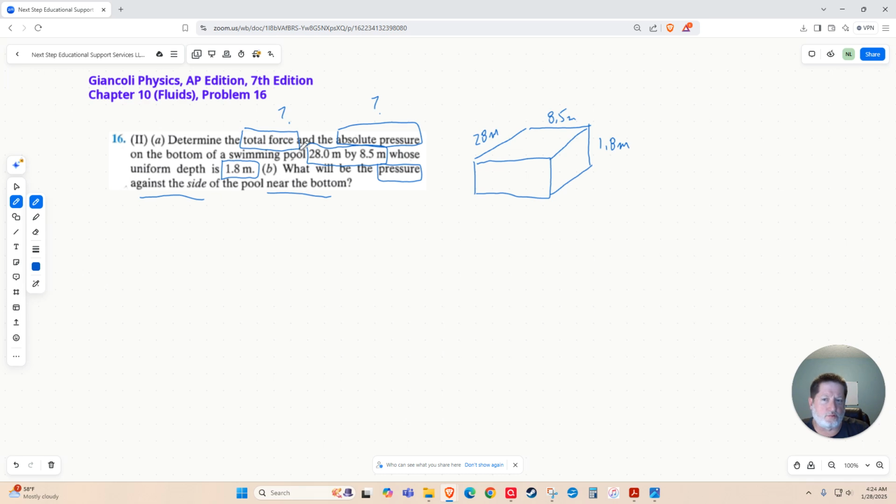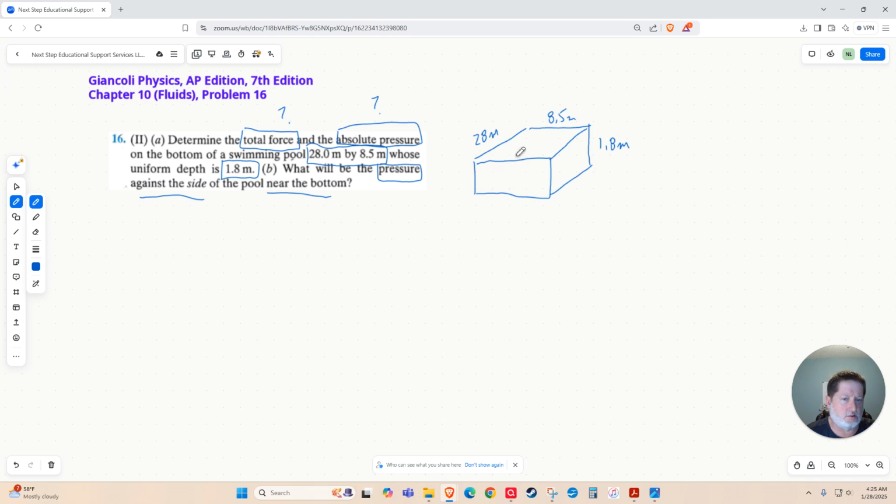To determine the total force on the bottom of the pool, it's tempting here to simply use density and the volume of the pool to calculate the force of gravity on this volume and use that to determine the total force. What's a little bit subtle about this problem and why I don't use this for my standard students is they're asking you for the absolute pressure and the total force.